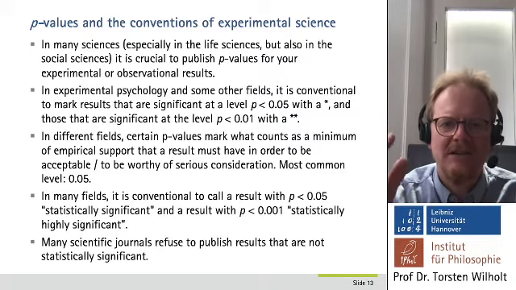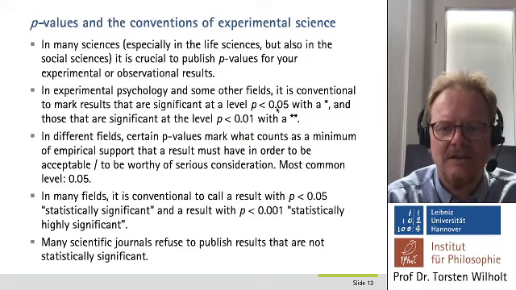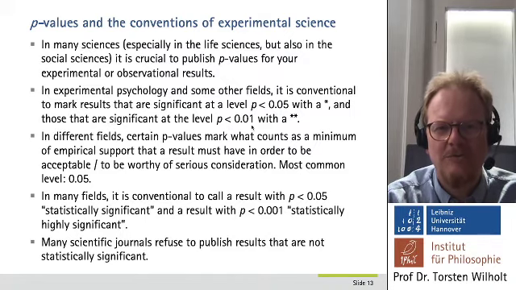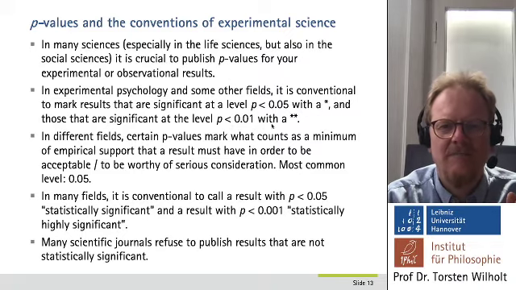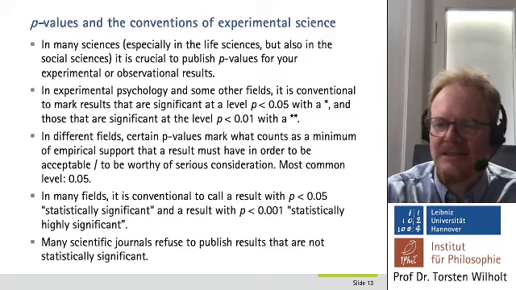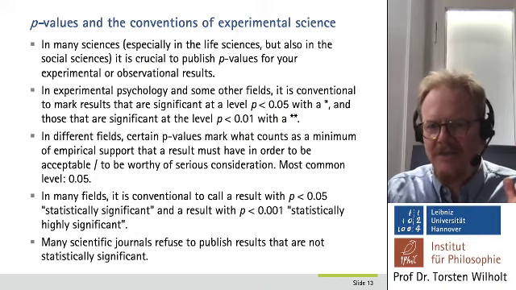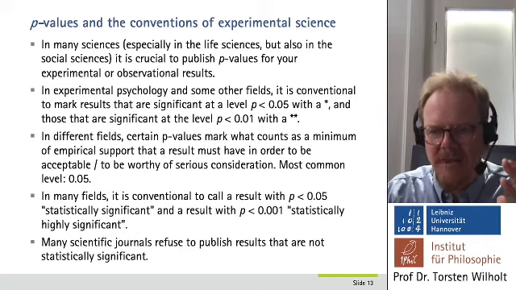In experimental psychology and some other fields, it's conventional to mark results that are significant at a level of p smaller than 0.05 with an asterisk, and those that are significant at the level p smaller than 0.01, so 1%, with a double asterisk. And so, just to be sure, the smaller the p-value, the better.